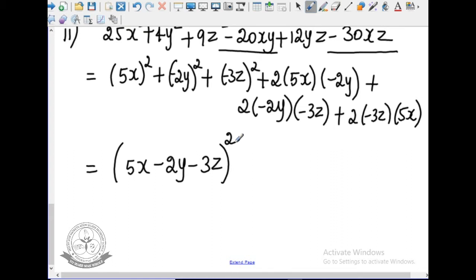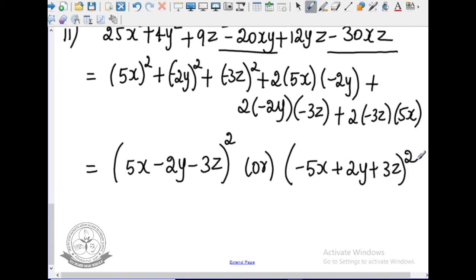Otherwise, you can take it as x terms alone negative term. In this method we can take two elements as negative, or if you take only the x term as negative, you will get the same answer. So the answer can be used as minus 5x plus 2y plus 3z whole square. Even if we apply the negative only where there is x, we will get the same answer. Okay.